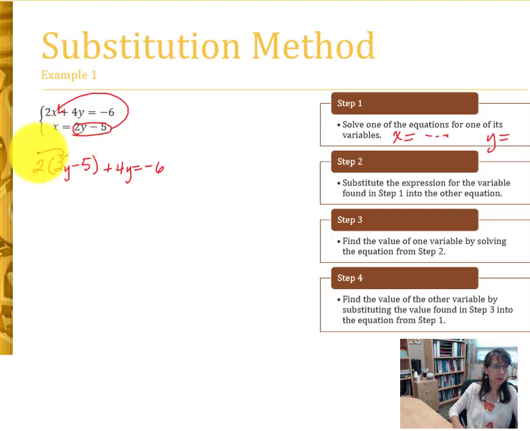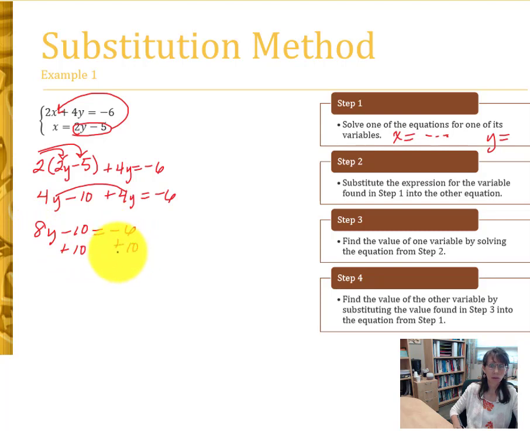So we'll distribute 2. 4y minus 10 plus 4y equals negative 6. Collecting our like terms, I have 8y minus 10 equals negative 6. So I only have one variable term. That means positive 10 will be added to both sides to eliminate it from one side and collect it on the other. 8y now equals 4. So when I divide each side by 8, I'm going to have a y value of 1/2.